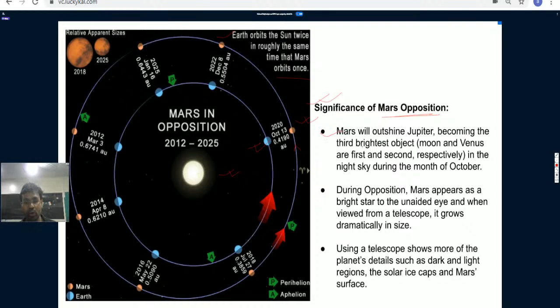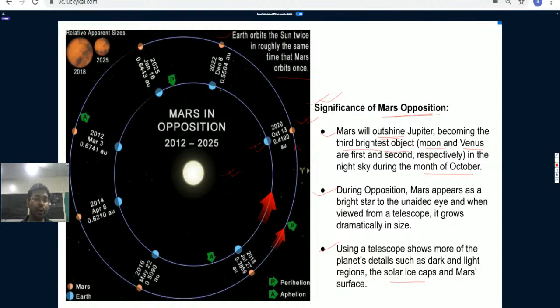When Mars opposition happens, Mars will outshine. Outshine means it will be brighter as compared to Jupiter, becoming the third brightest object as seen from the earth. First will be the moon, second will be Venus. During opposition, Mars appears as a bright star to the unaided eye, and when viewed from a telescope, it grows dramatically in size. Using a telescope shows more of the planet's details such as dark and light regions, the polar ice caps and the Mars surface.